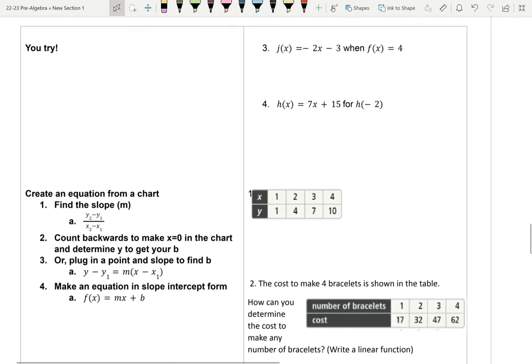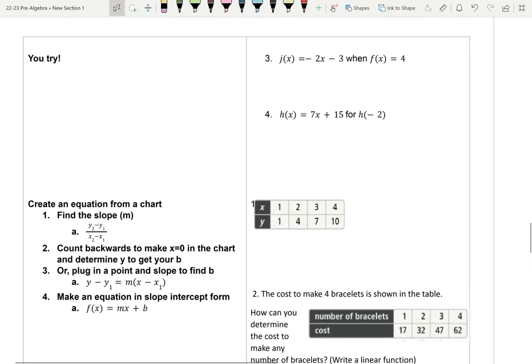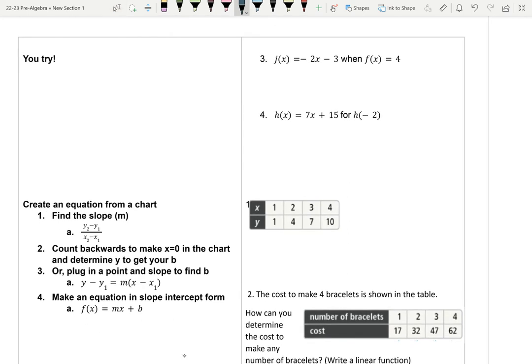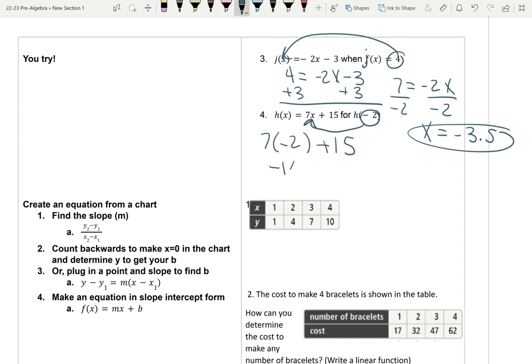Okay, so these are 2 for you to try on your own, if you would like to try those. And then I'll go ahead and do them now. Oh, this should be a j, by the way. So 4 equals negative 2x minus 3. Add 3 to both sides. So I get 7 equals negative 2x. So x would equal negative 3.5. On this one, it's on the inside, so it goes on the inside. So 7 times negative 2 plus 15, which would be negative 14 plus 15, which is 1.